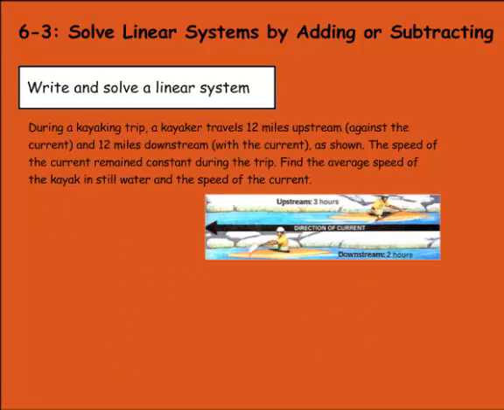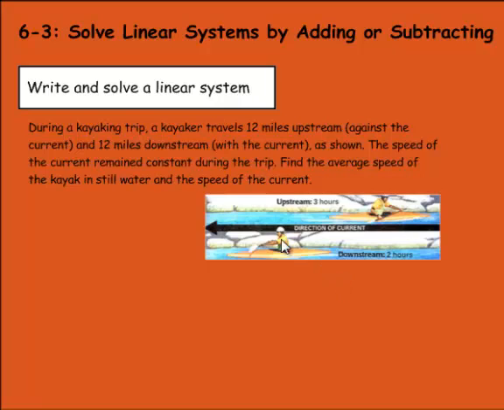Let's write and solve a linear system then. It says during a kayak trip, a kayaker travels 12 miles upstream, or against the current, and then 12 miles downstream, or with the current, as shown here. The speed of the current remained constant throughout the trip. Find the average speed of the kayak in still water and the speed of the current.